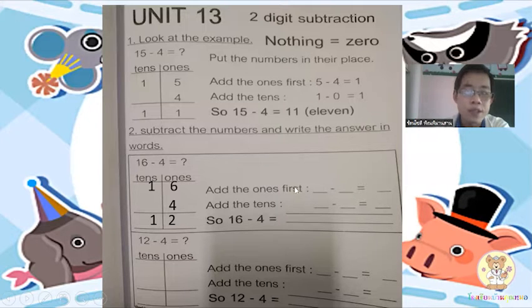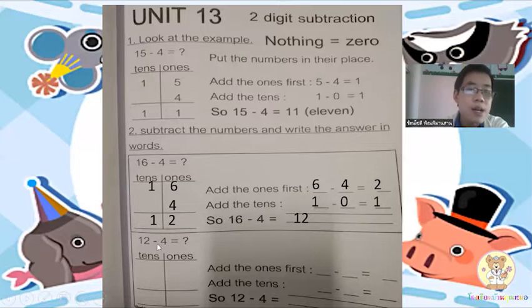Okay, next, please take a look at the right side. Subtract the ones first. You can see that there are two numbers, number 6 and number 4. So we need to write 6 minus 4 equals 2. Then take a look at the tens. There is only number 1, so we write 1 minus 0 equals 1. Finally, we can conclude that 16 minus 4 equals 12.